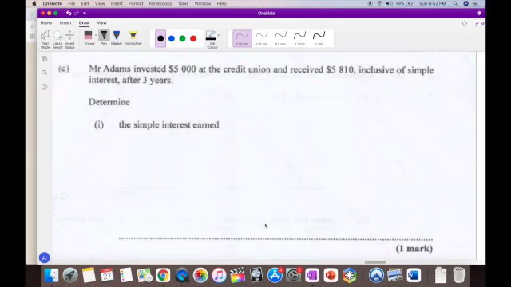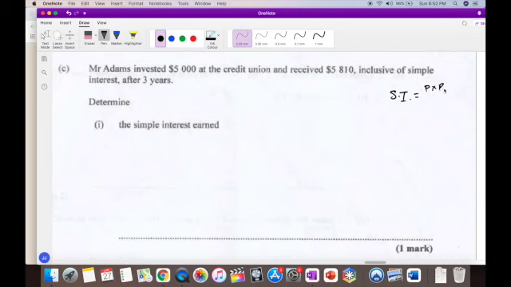Mr. Adams invested $5,000 at a credit union and received $5,810 inclusive of simple interest after 3 years. Okay, so I'm now seeing that this is a simple interest question. So before I even read further, I'm going to write my formula at the side there so that I don't have to remember it later.